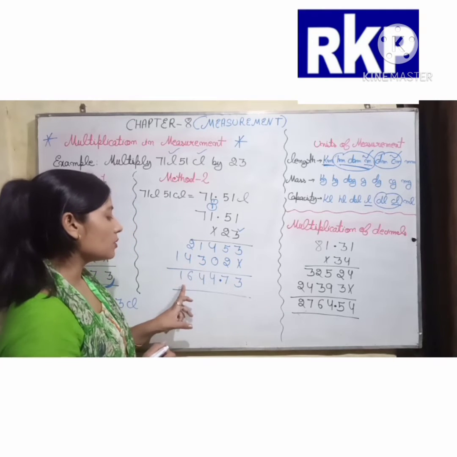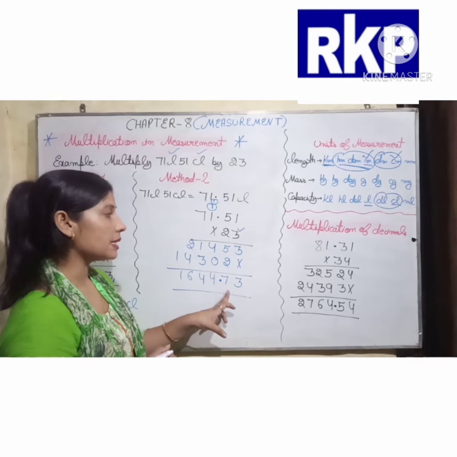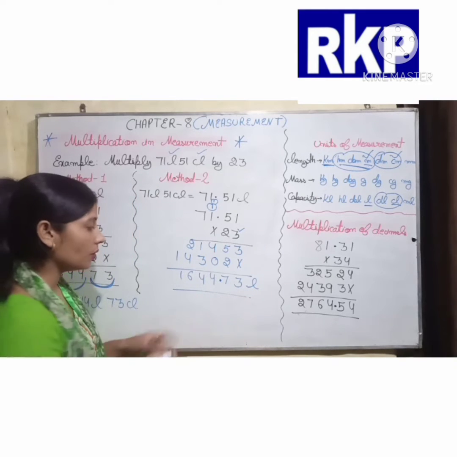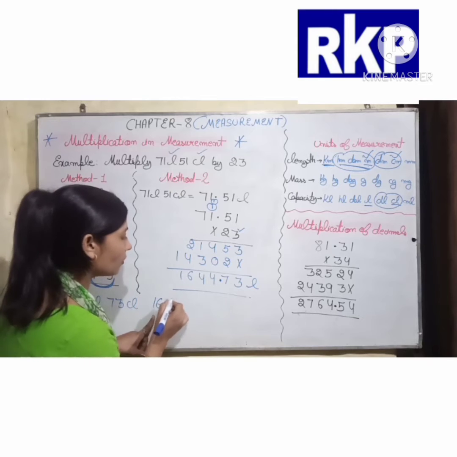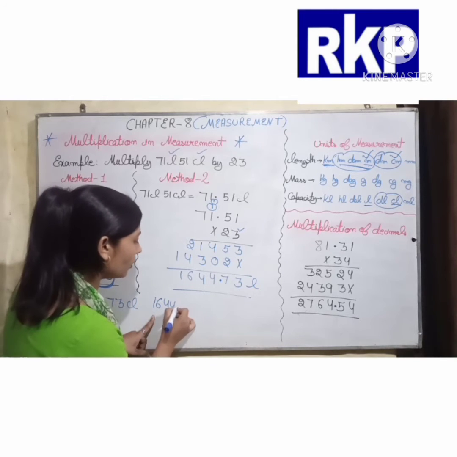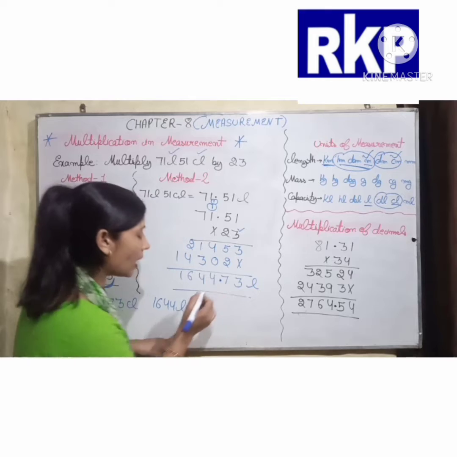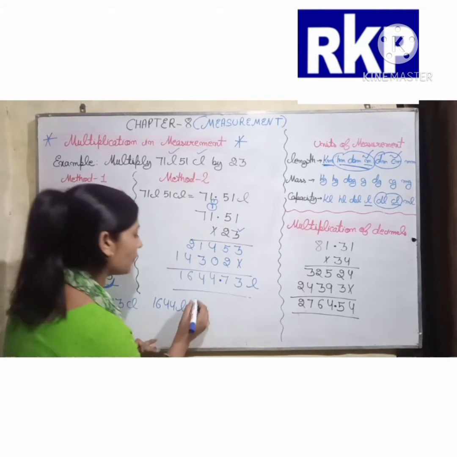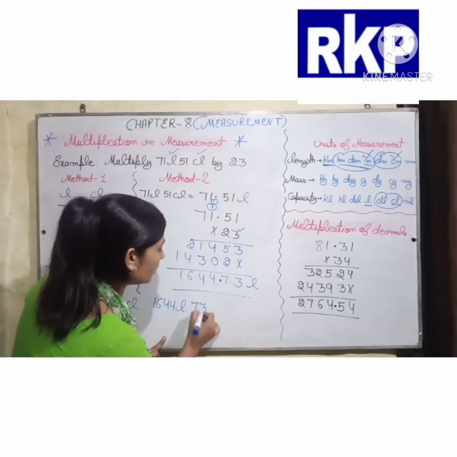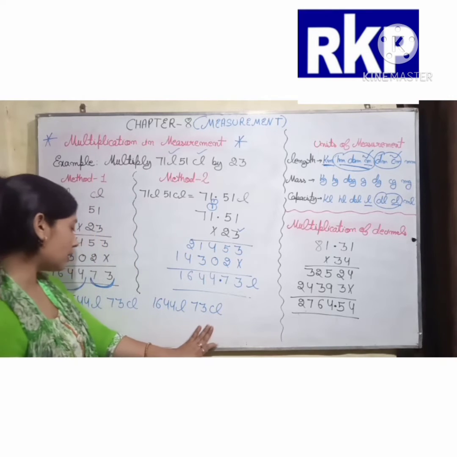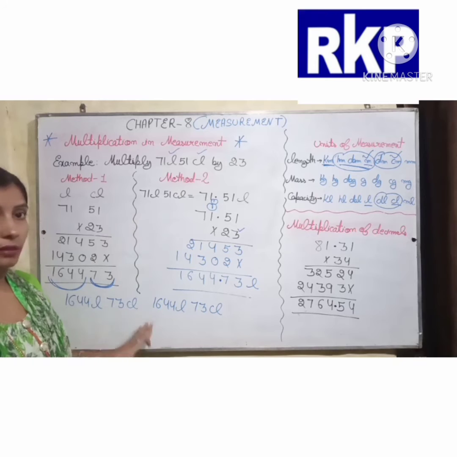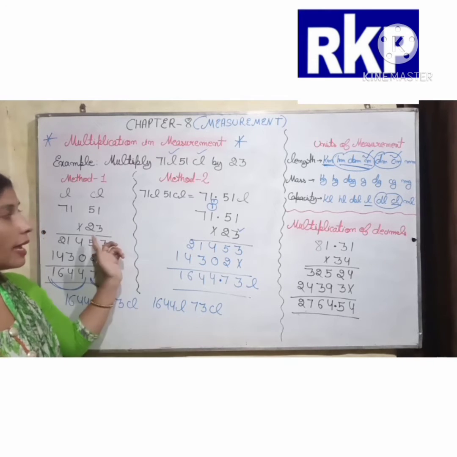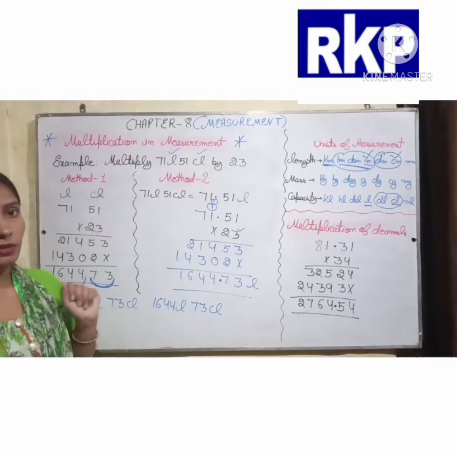So 1644.73 liters will be the answer, or you can write it like this also: 1644 liters and after the point we have centiliters, 73 centiliters. So, beta, you can see that by both methods we get the same answer. So you can use any method to solve this question.